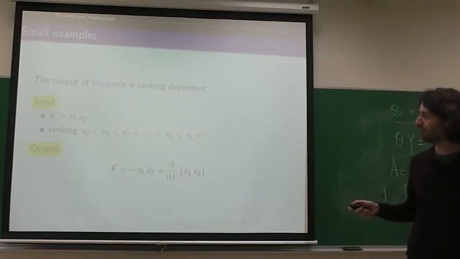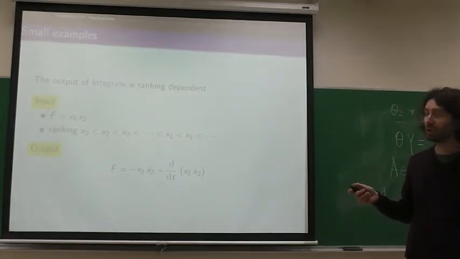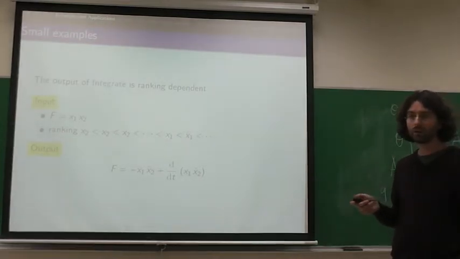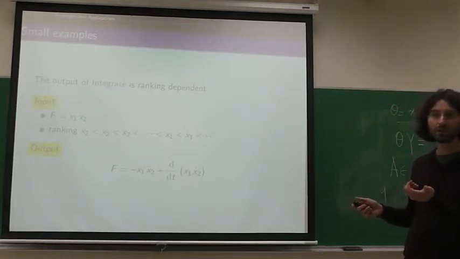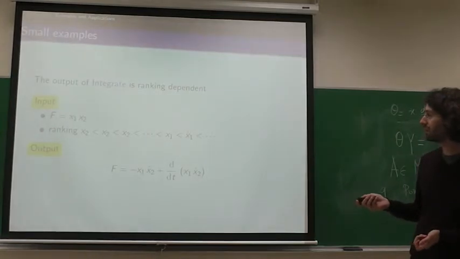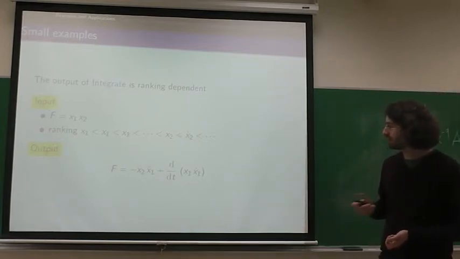So a non-integrable part plus the integrated part. And you see that it's completely symmetric. f is symmetric, but the ranking is not symmetric. I could exchange x1 and x2 in the ordering, and then the output will be changed as well. So if I do it, you should see that the 1 and 2 are just swapped.